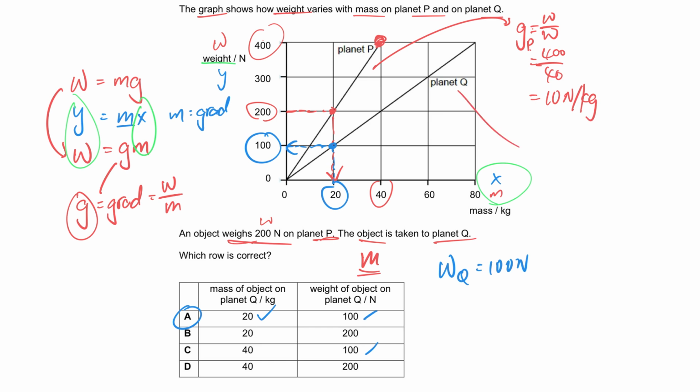And for planet Q, the G for Q, I can likewise take any of the nice points here. Let's take maybe the last one also, 400 divided by 80, and you realize that that will be half the gravitational field strength.